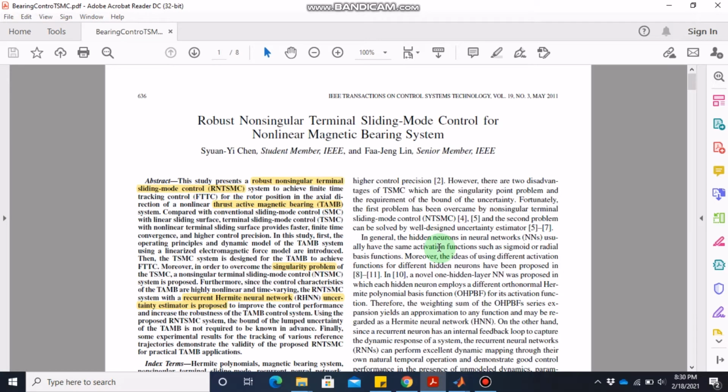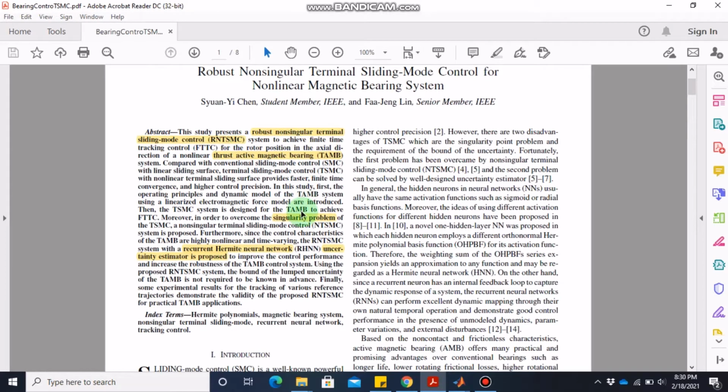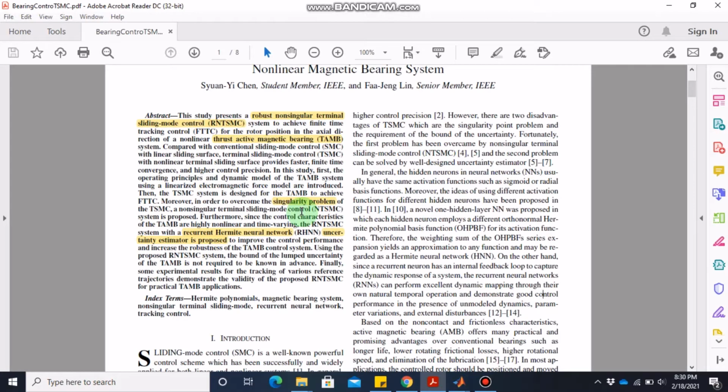Welcome to the online lecture on MATLAB simulation of nonlinear control systems. Today we are going to discuss the robust non-singular terminal sliding mode control for nonlinear magnetic bearing system. I've looked into this paper and I have tried to simulate the control that has been presented in this paper. I have been able to successfully get some simulation results, but some of the results are not yet satisfactory.